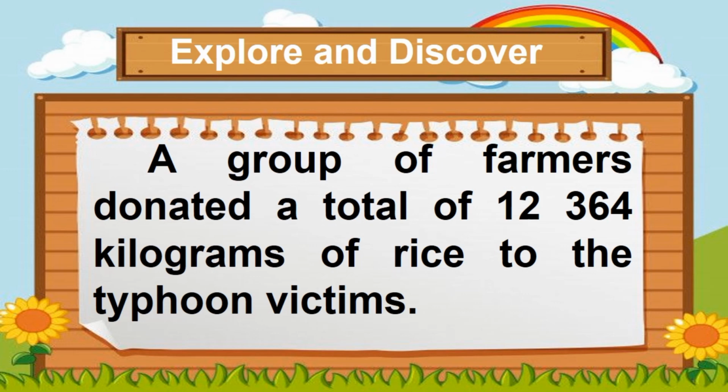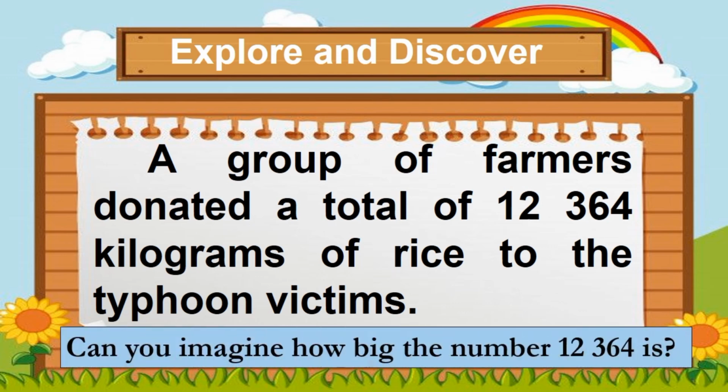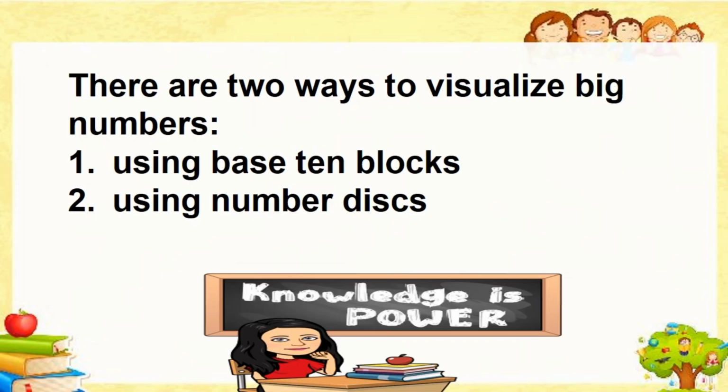A group of farmers donated a total of 12,364 kilograms of rice to the typhoon victims. Can you imagine how big the number 12,364 is? There are two ways to visualize big numbers. One way is by representation using base 10 blocks, and another way is by using number discs.